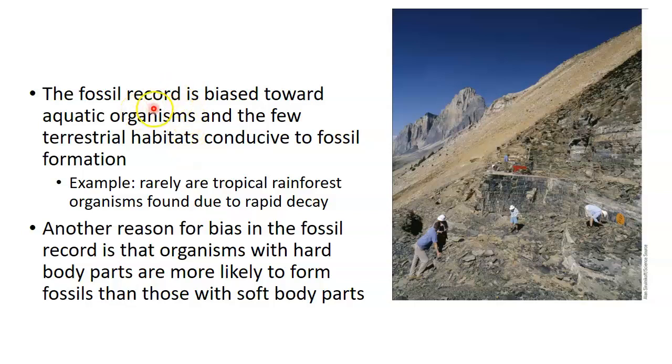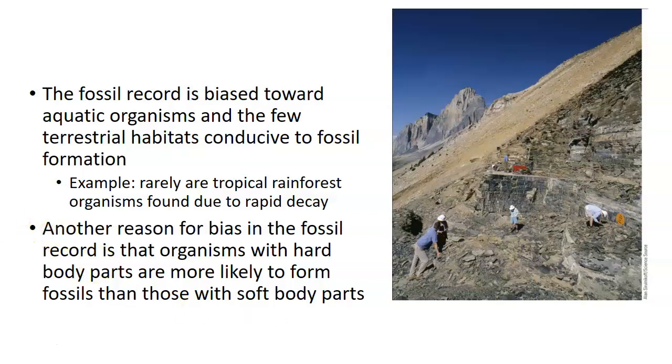And so the fossil record tends to be biased towards aquatic organisms. So sedimentary rock formation will happen in those environments better than environments like the tropical rainforest. Okay, another reason why the fossil record is biased is because those organisms that have hard body parts, like bones or shells, they're going to tend to fossilize a lot better than an organism that is soft-bodied. So a soft-bodied organism is not going to fossilize as well as organisms that have hard calcified body parts.